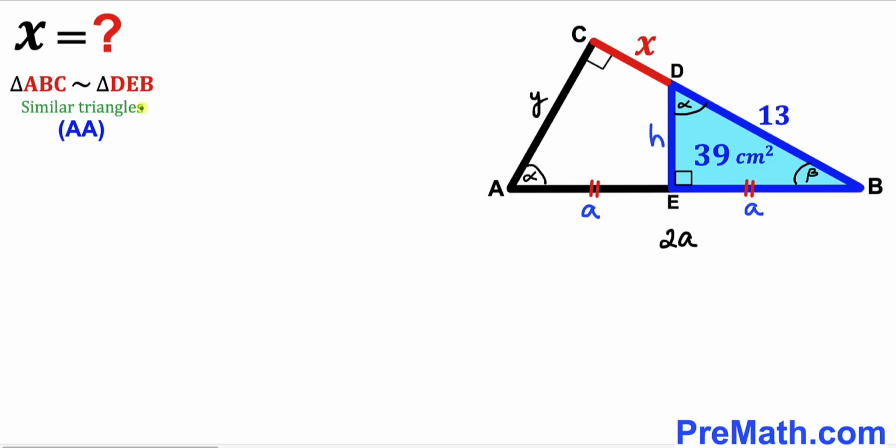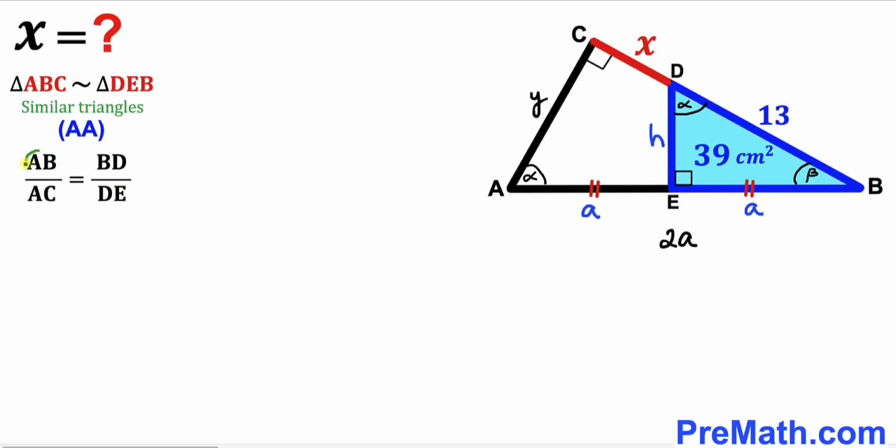And now we can see that these two right triangles, triangle ABC and the other triangle DEB, are similar triangles according to the angle-angle similarity theorem. Here we can see this ABC is our big right triangle, and our triangle DEB is this blue shaded triangle. And since these triangles are similar, we are going to have a proportion. In other words, the ratio of the sides AB and AC is going to be equal to the ratio of the side lengths BD and DE.